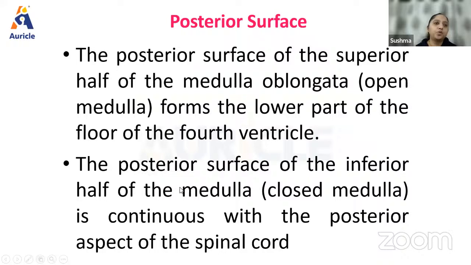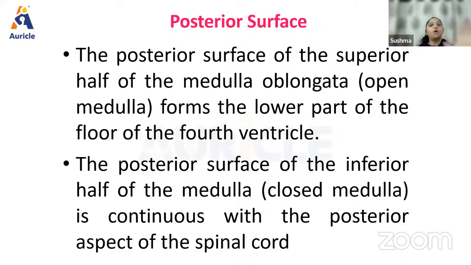Next, let's go to the posterior surface, guys. The posterior surface of the superior half of the medulla oblongata is open, correct? And it forms the lower part of the floor of the 4th ventricle, isn't it? The posterior surface of the inferior half of the medulla, which is the closed part of the medulla, is continuous with the posterior aspect of the spinal cord. The upper part forms the floor of the 4th ventricle. The lower part continues with the spinal cord.